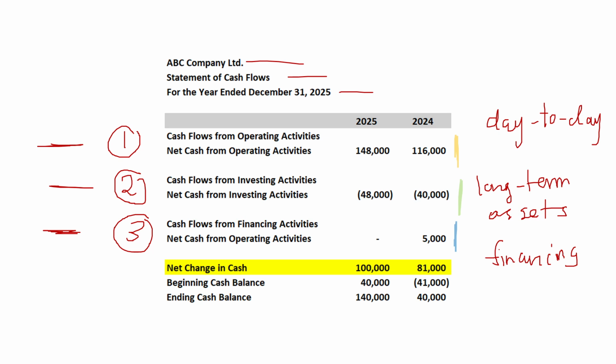Okay, so it's like how is it financed, or how is the business funded? Okay, so just some examples is if the business borrows money or pays back money, those cash flows will be captured in the financing activities.